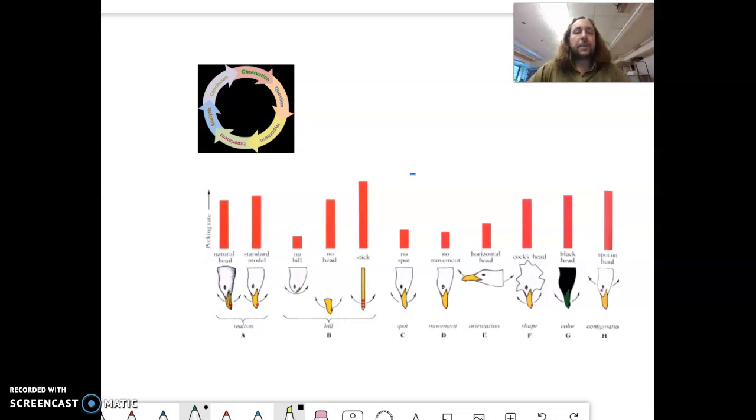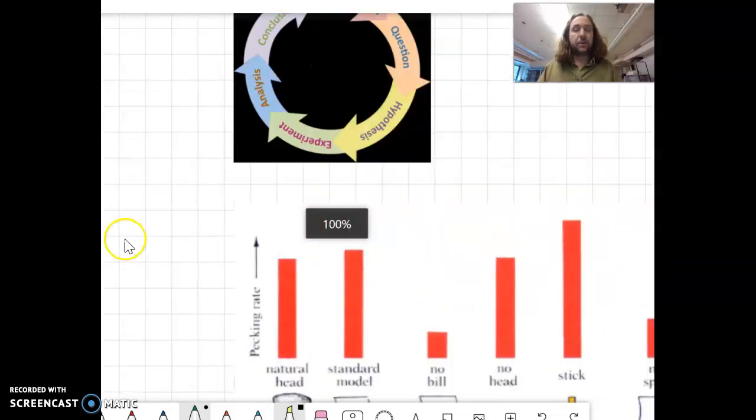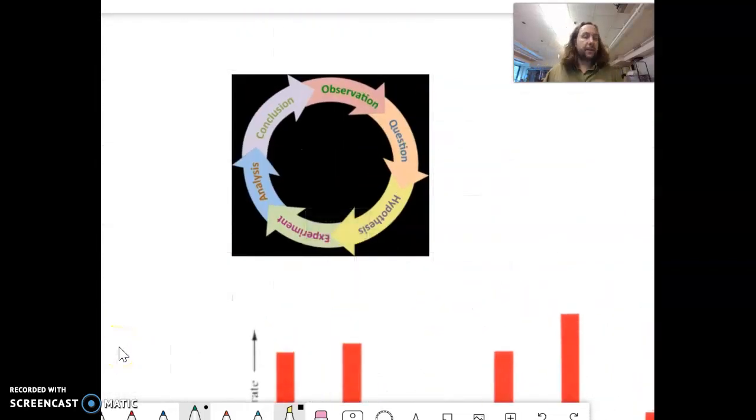Hi guys, I want to just tell you a little bit about this data here and help explain the experiment that underlies all of this data that we see on this data table. So if we think about the scientific method, whether it's in our chemistry class or in animal behavior, it always follows a predictable pattern, okay?